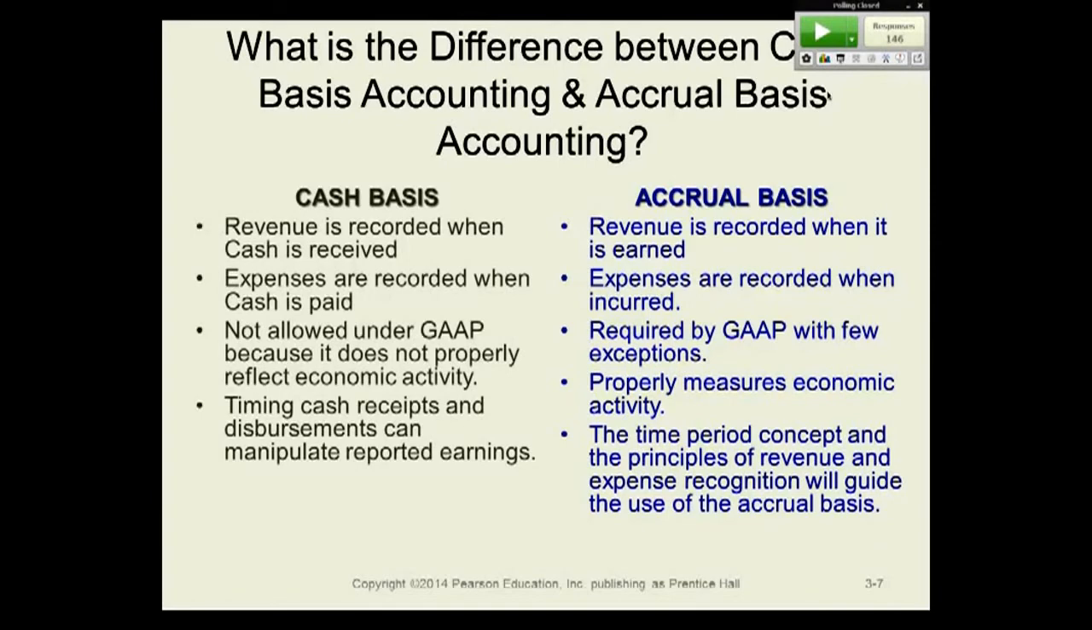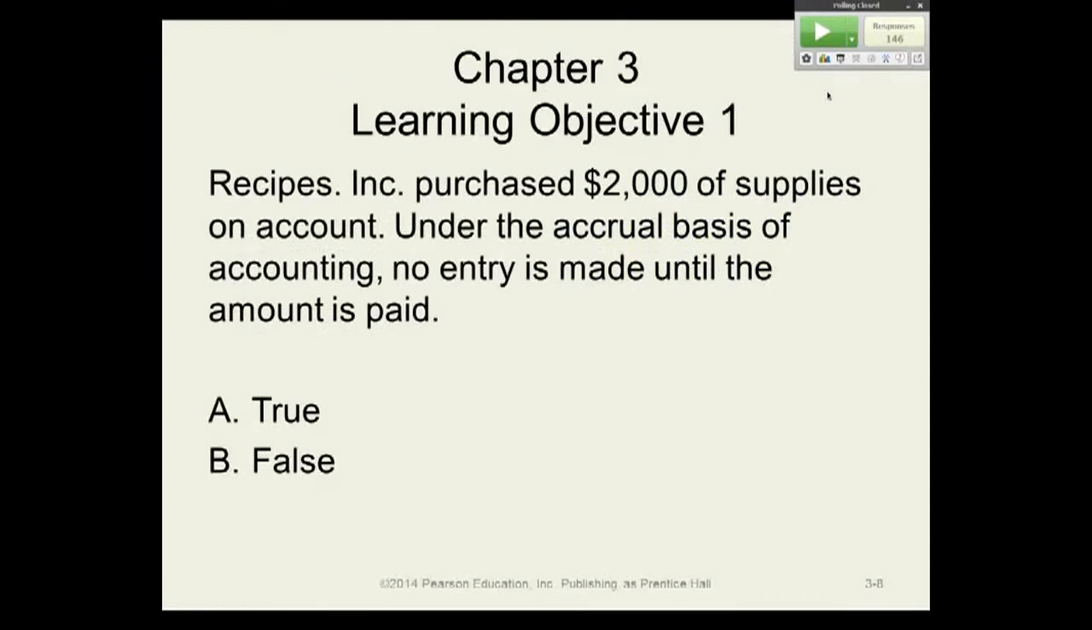So let's be sure, I'll ask you a couple of questions on this, and then we'll move on to some of these concepts. So let's take a look at a couple of questions to make sure you understand cash versus accrual. And the first one tells you that Recipes, Inc. purchases 2,000 of supplies on account. Under the accrual basis of accounting, no entry is made until, of course, the account is paid.